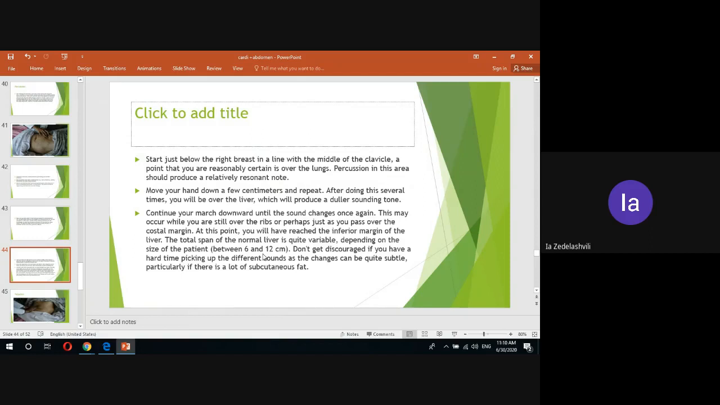Continue your march downward until the sound changes once again. This may occur while you are still over the ribs, or perhaps just as you pass over the costal margin. At this point, you will have reached the inferior margin of the liver. The total span of the normal liver is quite variable depending on the size of the patient, between 6 and 12 centimeters. Don't get discouraged if you have a hard time picking up the different sound, as the changes can be quite subtle, particularly if there is a lot of subcutaneous fat.